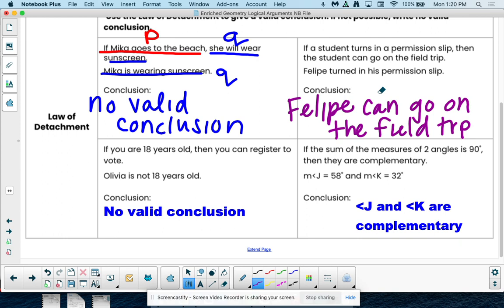Does law of detachment kind of make sense? So now we're going to switch gears and talk about law of syllogism. Yeah, it's a fun word.